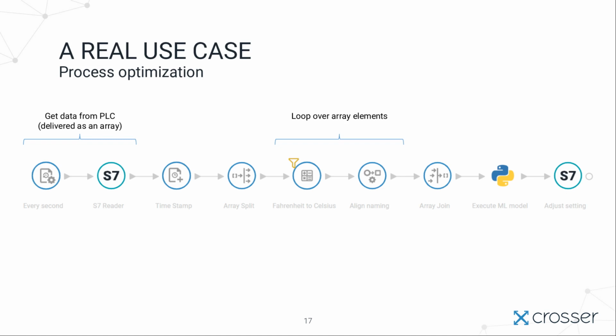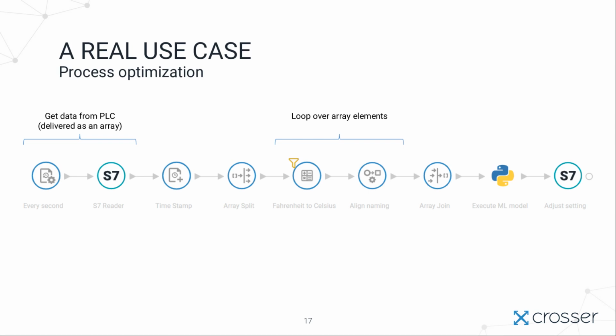And then we recombine it back to an array, because that is what we want to feed into a machine learning model that we run inside the Python module. So we get the new array with values each second, with new data from the PLC, that we then feed into the machine learning model.